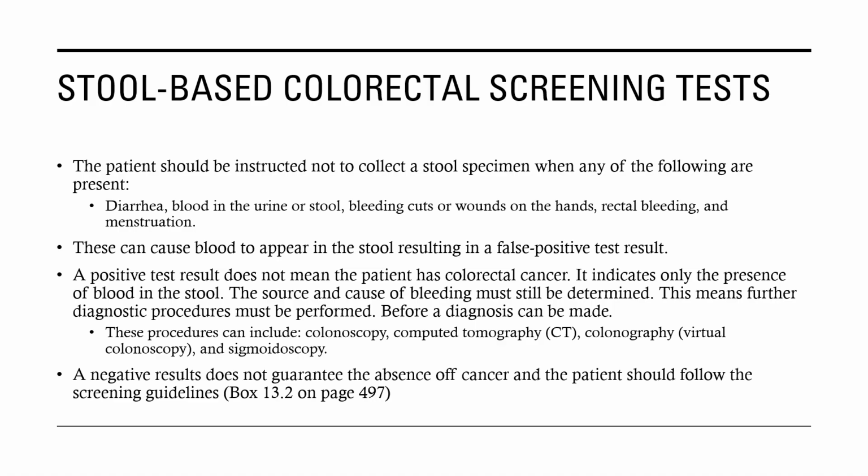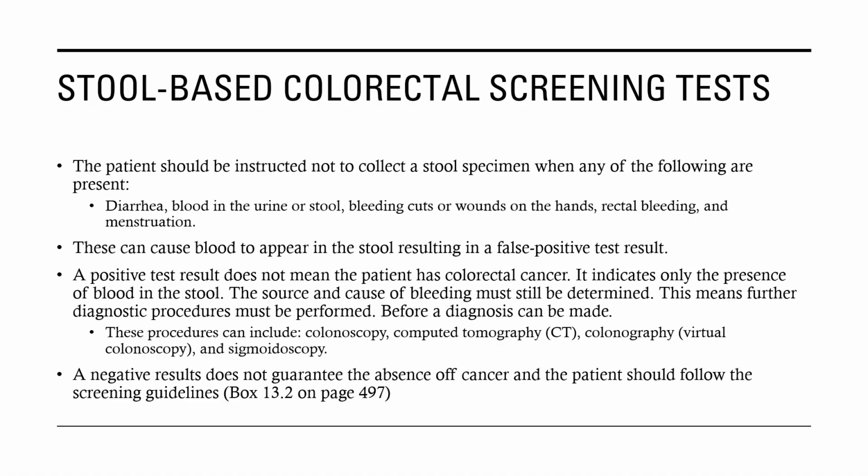The source and the cause of bleeding still has to be determined because we don't know where it's coming from. So that means that we're going to have to do further testing to be able to see where it's coming from before a specific diagnosis can be made. Some of those different diagnostic procedures are going to include colonoscopy, a CT colonography, and then a sigmoidoscopy. I do have a comma after the CT in parentheses, and that's not supposed to be there, and I apologize. So it's computed tomography colonography.